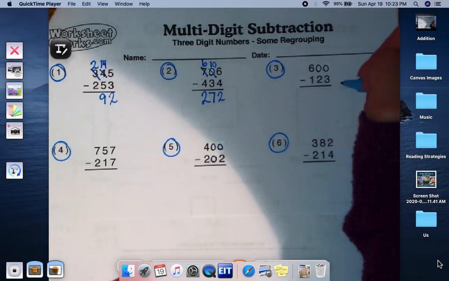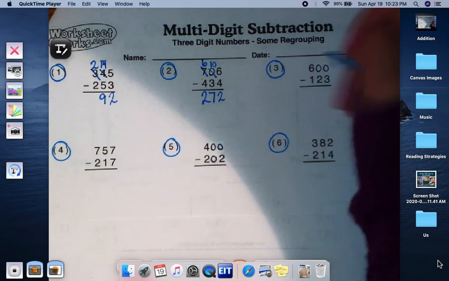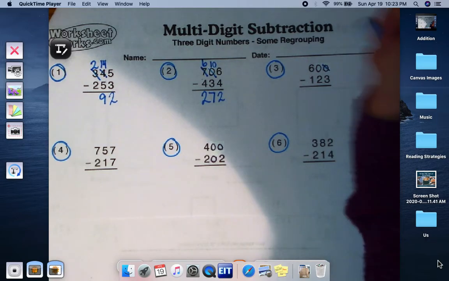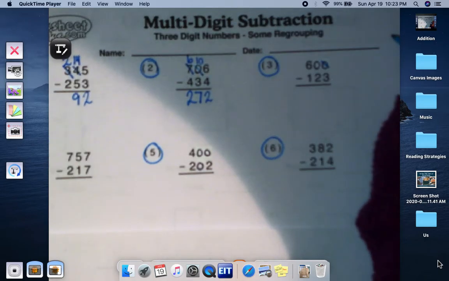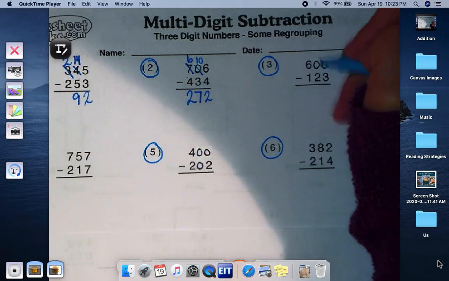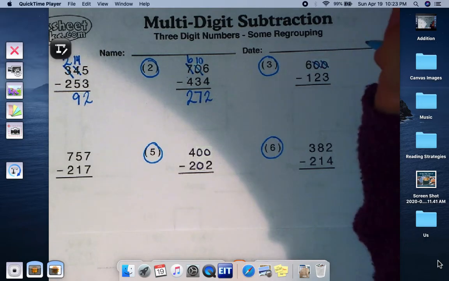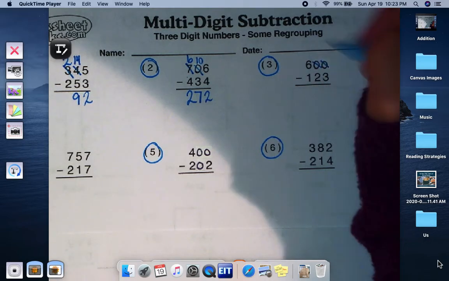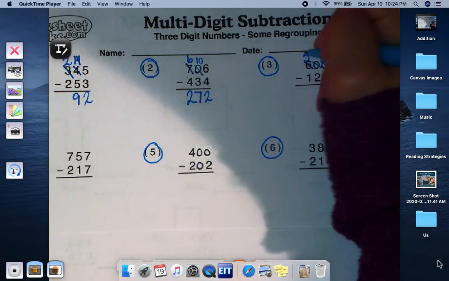600 minus 123. Starting in my ones place, I cannot take 3 from 0, so I'm going to have to borrow. This is where it gets a little tricky, so make sure you're paying attention. I can't take 3 from 0, so I have to borrow. When I go next door, this is a 0. It's got nothing to give, so I have to keep going to my left. My 6 is going to become a 5.